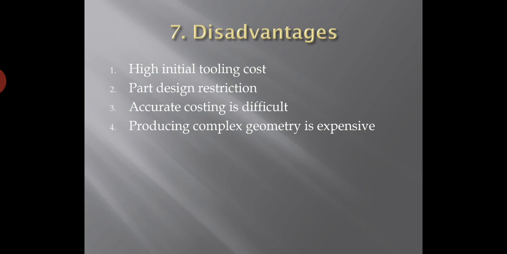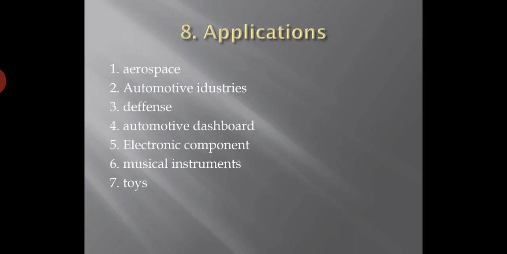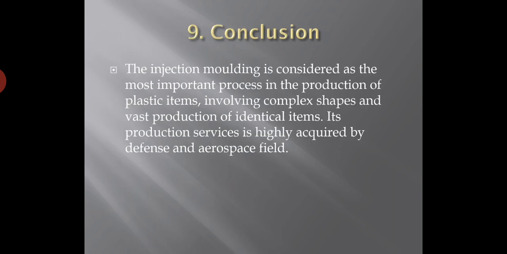Disadvantages of injection molding: high initial tooling cost, part design restriction, accurate costing is difficult, production of complex geometry is expensive. Applications of injection molding: it is used in the aerospace and automotive industries, defense, automotive dashboards, electronic components, and it is also used in musical instruments and to prepare toys.